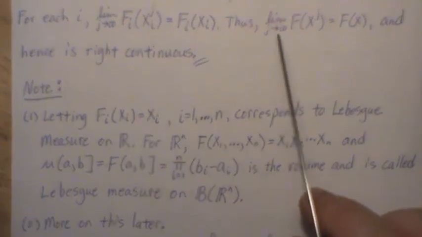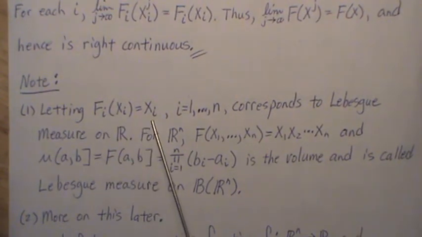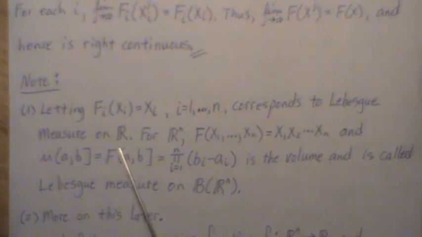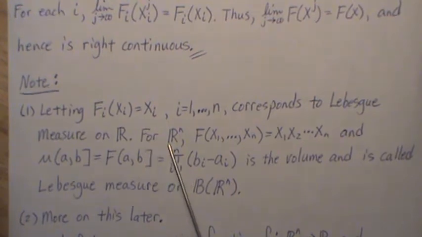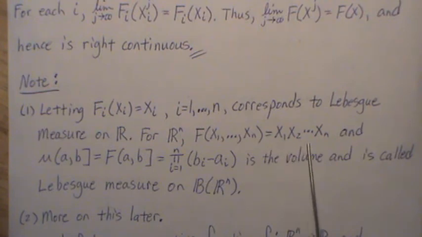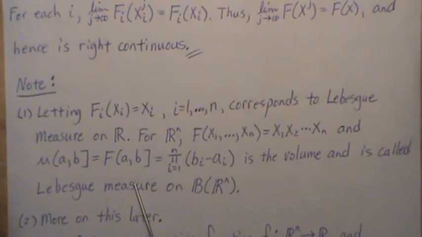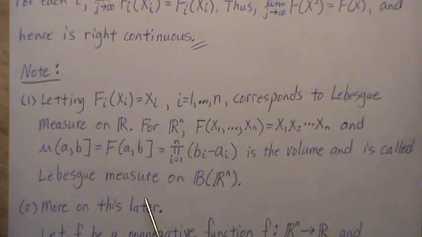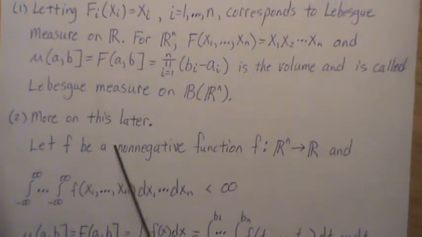Now, if in this example up here, we let fi of x equal x, then for each i, this corresponds to the Lebesgue measure on the real number line. And so for Rn space, f of x1 through xn is just the product of x1, x2, etc. And then the measure of this right semi-closed interval, f of ab, is actually just a product of those numbers, which is volume, and it's called Lebesgue measure on the Borel sets in n-space. Now, more on this later.